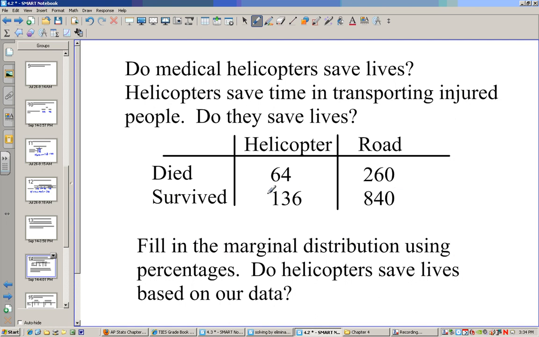So let's find the percentages of these, the conditional probabilities. So 64 out of 200, so this is 32%. And this one is 68%. Over here, this is out of 400, so this would be 65% and 35%. I wrote these in different notation. Let's just call these percents.